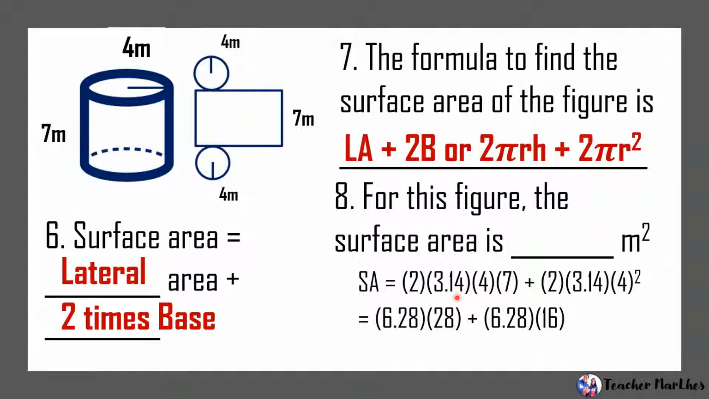So, 2, then 3.14, then radius is 4, then squared. 2 times 3.14 is 6.28. 4 times 7 is 28. Then, 4 times 4 is equal to 16. So, 6.28 times 28 is equal to 175.84 plus 6.28 times 16 is equal to 100.48. So, the surface area is equal to 276.32 square meter. So, ito yung surface area ng cylinder.